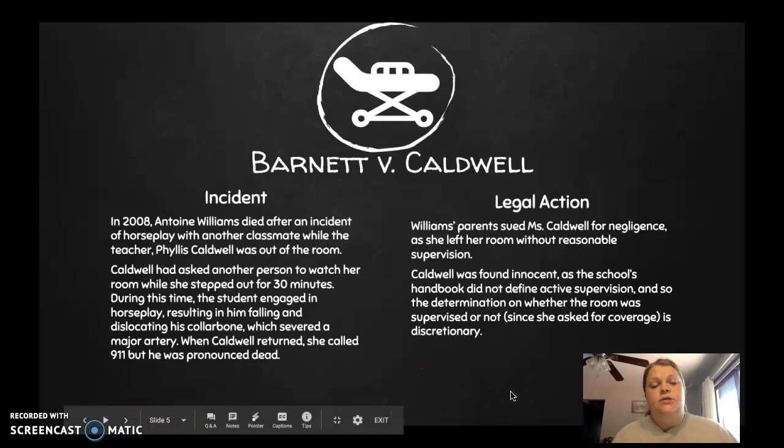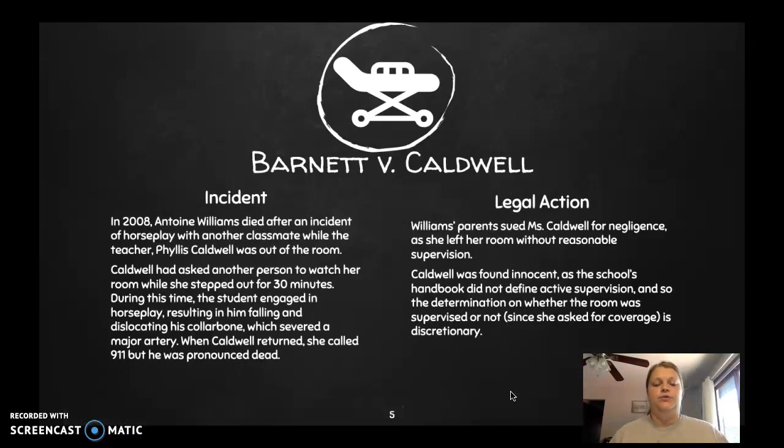To prevent a situation like this from happening in your school, you should A, define active supervision as a teacher being in proximity of their classroom with eyes on their students at all times. And if a teacher can't be there, another staff member needs to be there as well. She could have prevented this by not leaving for 30 minutes from her classroom.